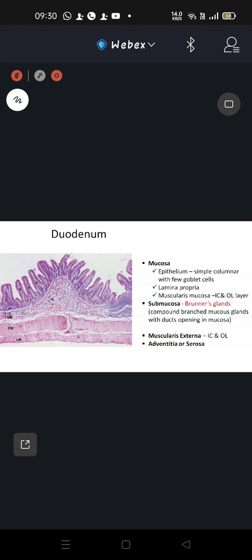Again, it is a stained preparation which is shown here. You can see the broader, leaf-like villi, and the straighter portion of the crypts of Lieberkühn, the intestinal glands. And you can see here the submucosa filled with the duodenal glands, Brunner's glands.